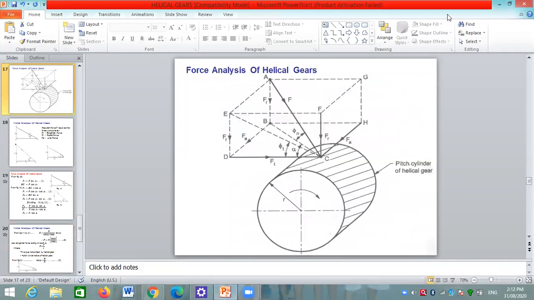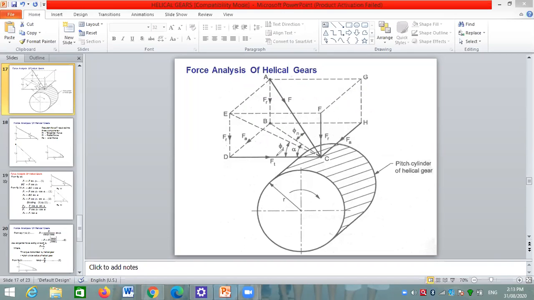Now the next topic is force analysis of the helical gear. During the force analysis of the spur gear, we discussed that there are only two forces acting on a spur gear, one is the tangential force and another one is the radial force. But due to the shape of the helical gear, or due to the presence of the helix angle, the resultant force acting on a helical gear is divided into three parts.